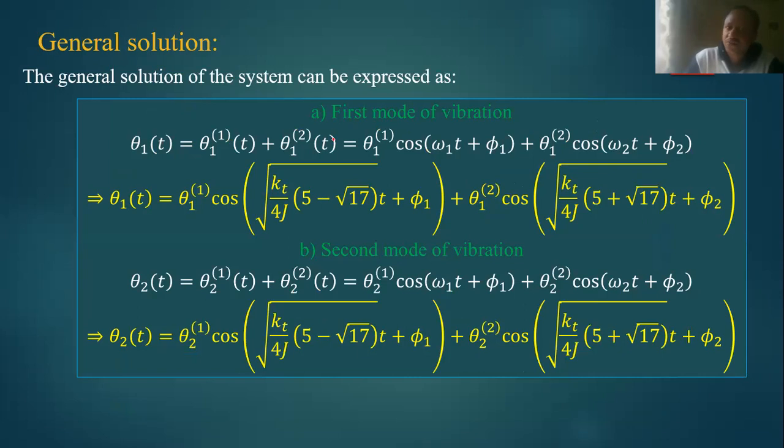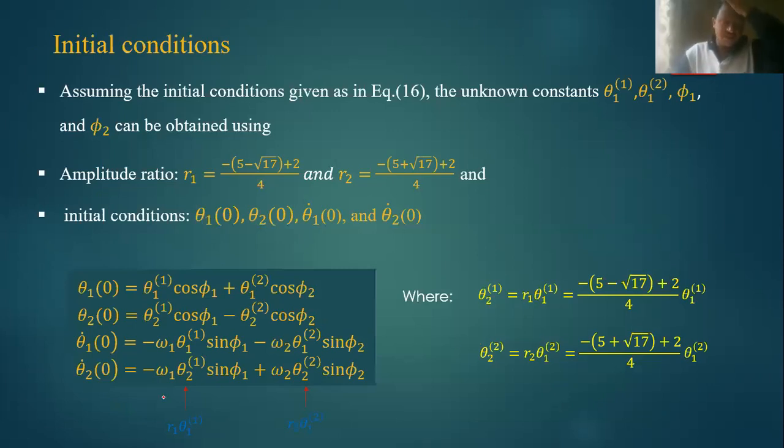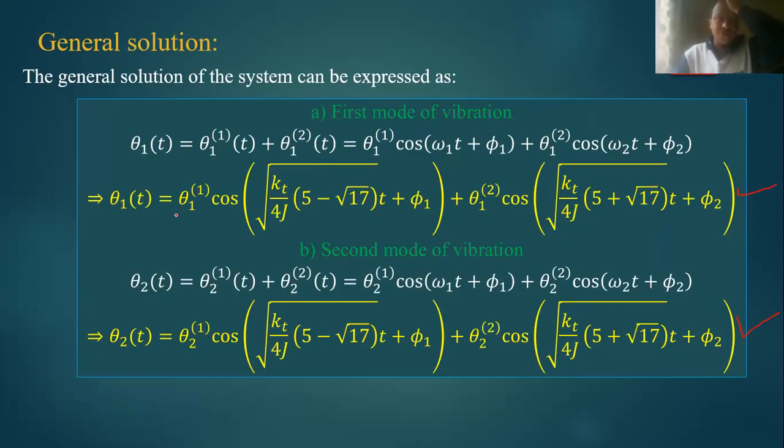The general solution is obtained by superposition. Okay, so after superimposing, we have this equation and this equation. These are the two solutions of vibration. And then in this, we have to determine again the four constants. We have one constant here, second constant here, third constant here, fourth constant here. In the two equations, the same constants are there. So we have to determine those.